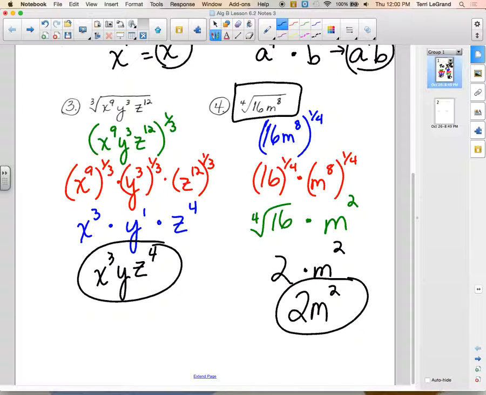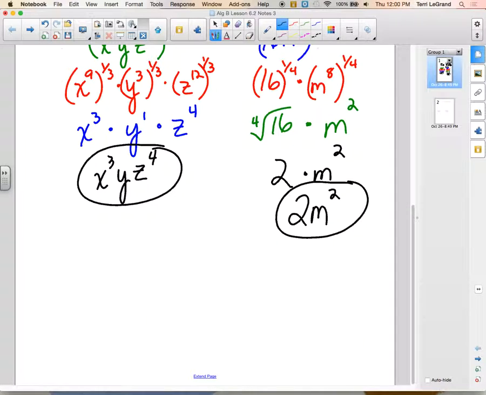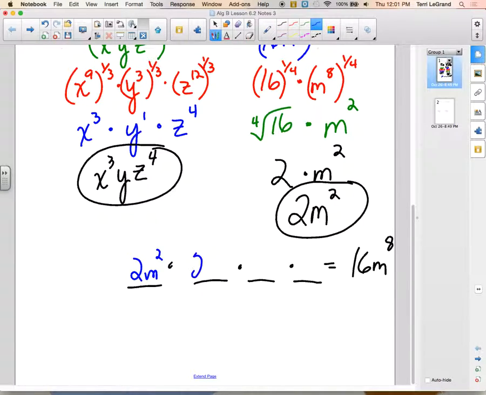Let's check it out and see if we like our answer. So that is asking us what times itself 4 times will actually equal 16 m to the 8th. That's what that radical sign with that index of 4 is asking for. So we're going to fill in the blank with our answer: 2m squared times 2m squared times 2m squared times 2m squared.